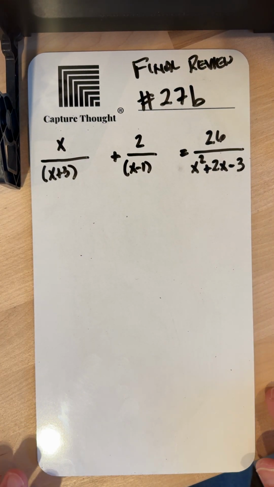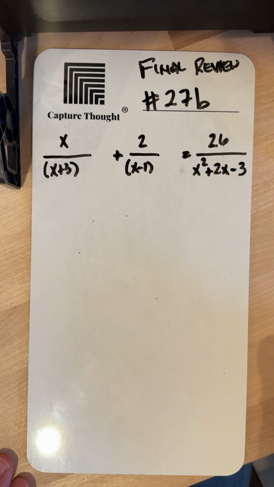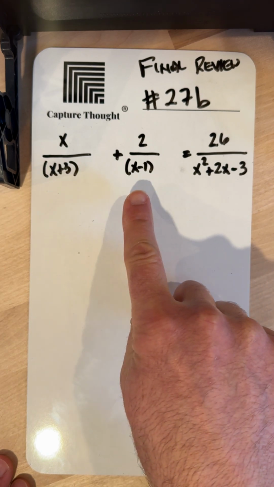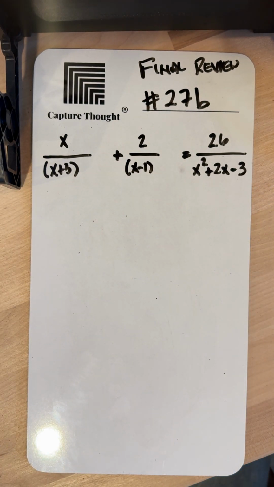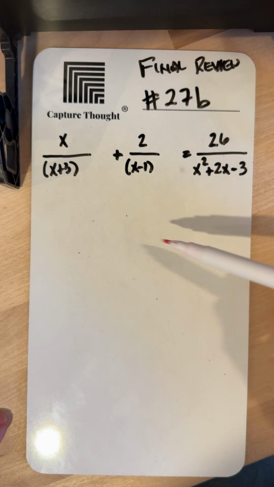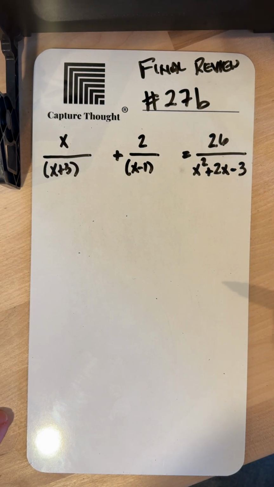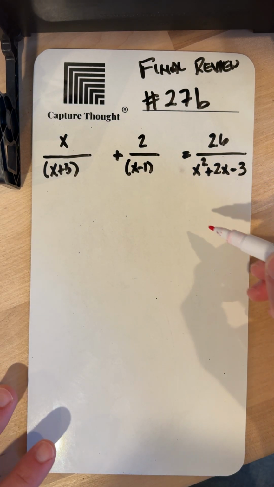For problem 27b, it's a little bit more complicated because we have denominators that aren't just single terms, but the concept works the exact same way. So in this case, I'm going to do the other strategy. Instead of multiplying everything by the lowest common denominator, I'm still going to use the lowest common denominator, but I'm going to play sort of what I call the what's missing game.